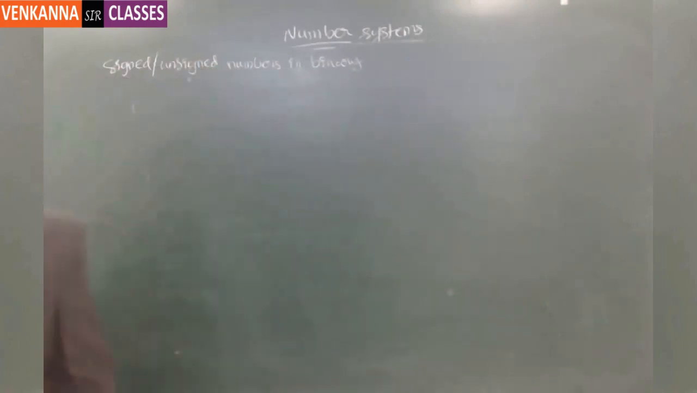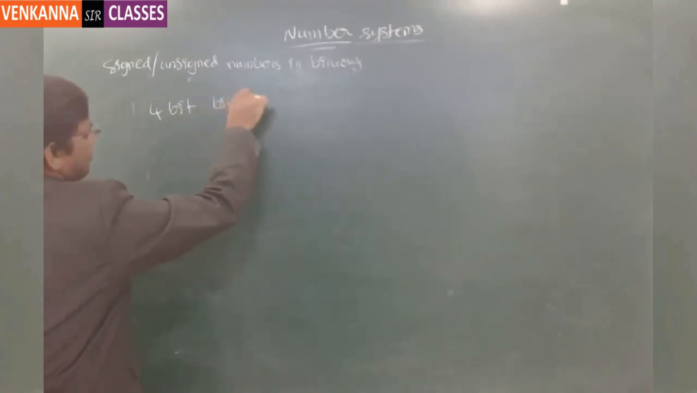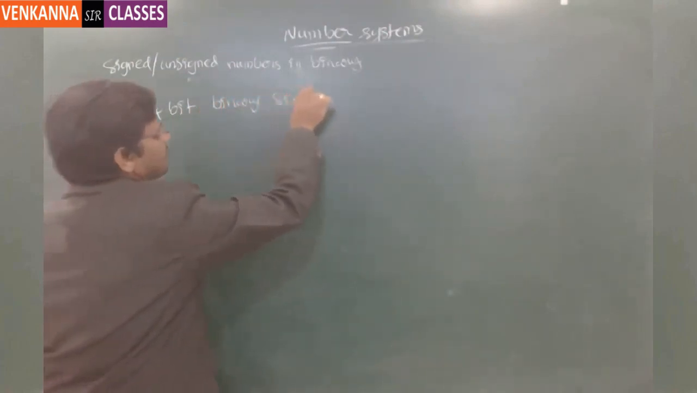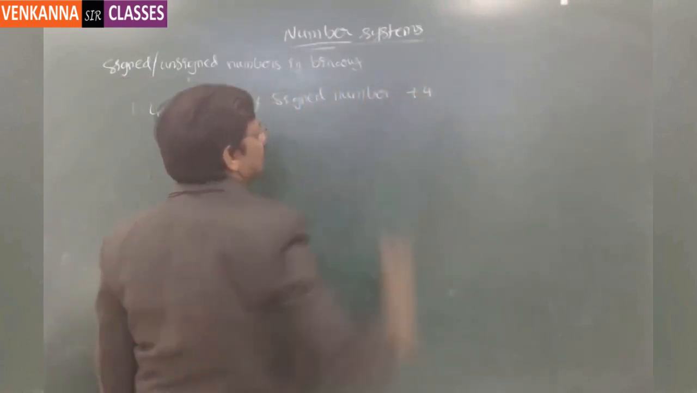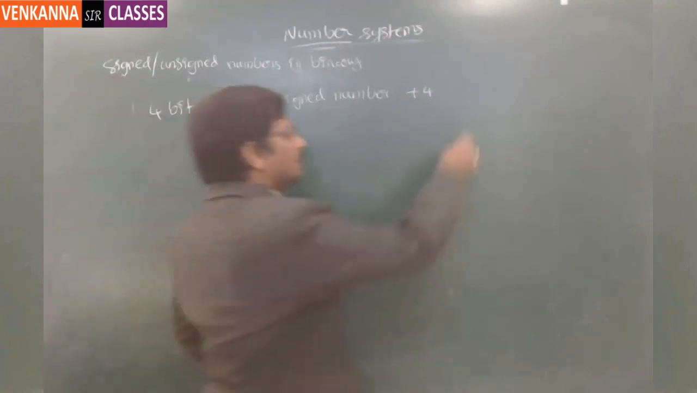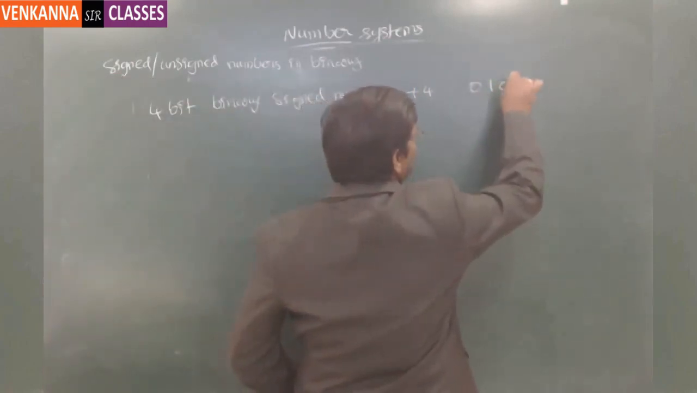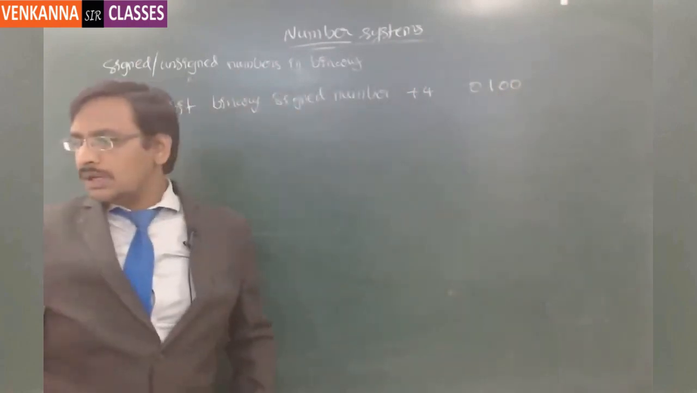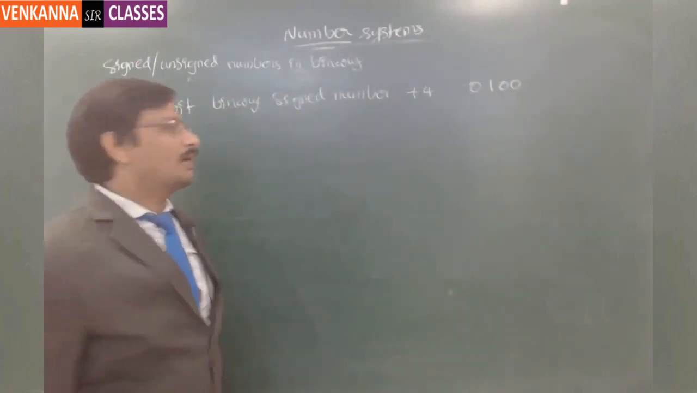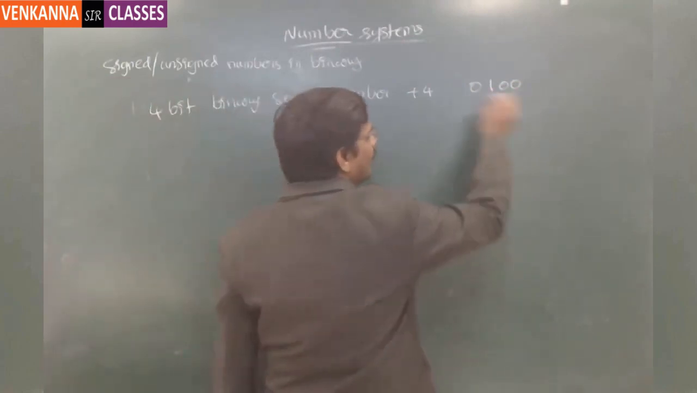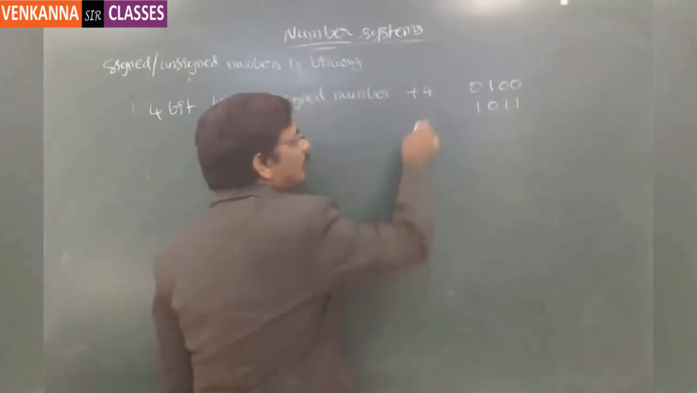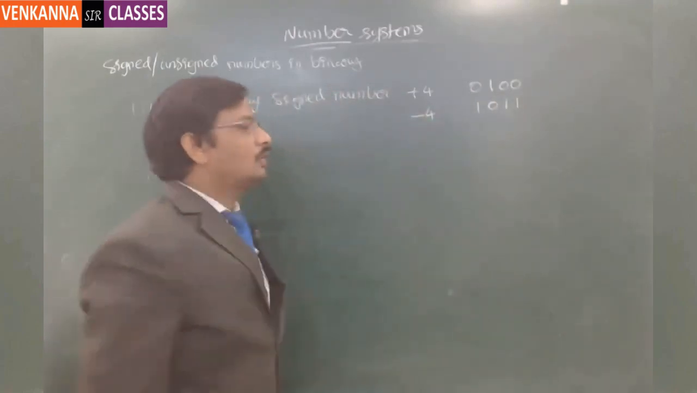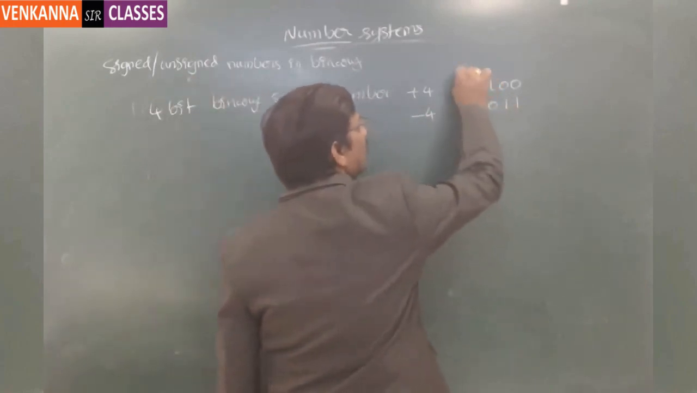So let us consider a 4-bit signed number. Let us say I wanted to represent plus 4. So plus 4 can be represented as 0, 1, 0, 0. Now to represent the negative number, I can do the 1's complement. The 1's complement is 1, 0, 1, 1. This is minus 4. And if you notice, the leading digit is allocated only for the sign.